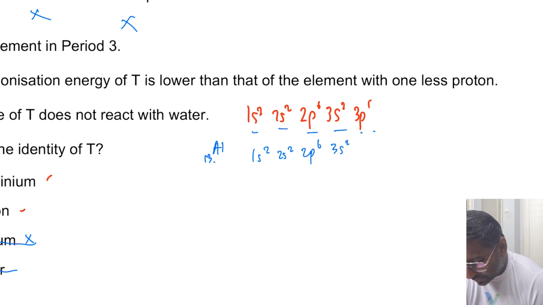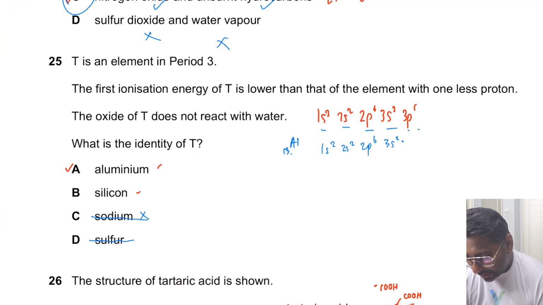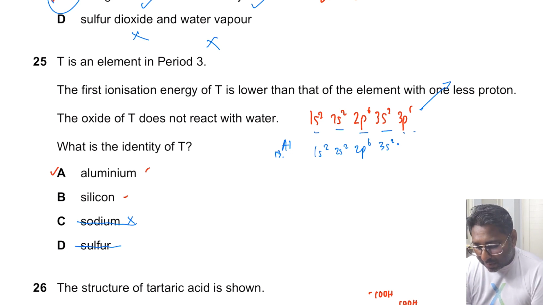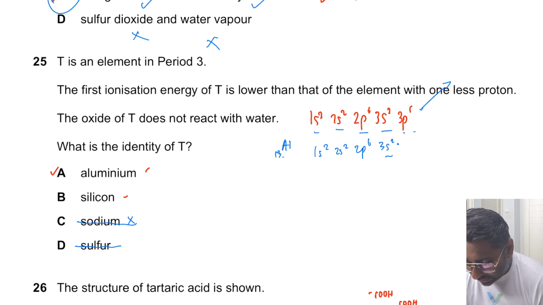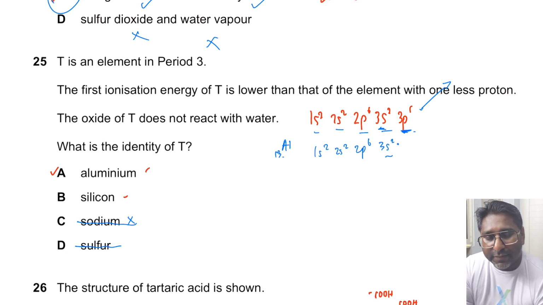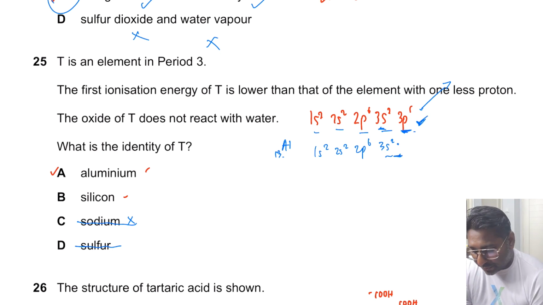This will be much more. The first ionization energy of this one is lower, meaning this one can be removed easily compared to this. Why? Because between the 3s and 3p, 3p is further away from the nucleus. Because of the distance, it's much easier to remove the electron from 3p1. So the one before, which is silicon, they mean.